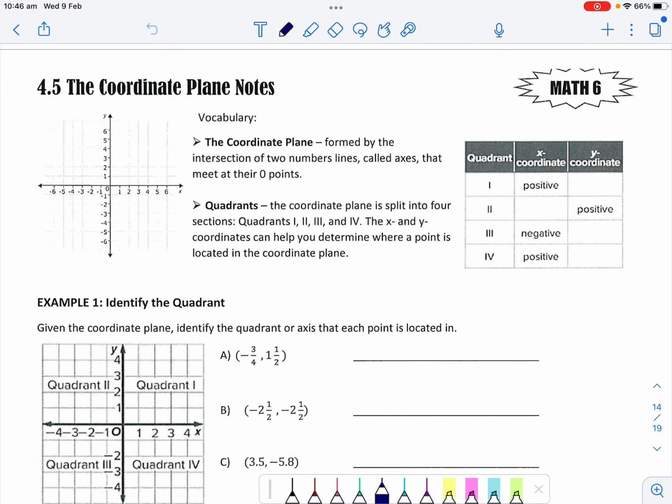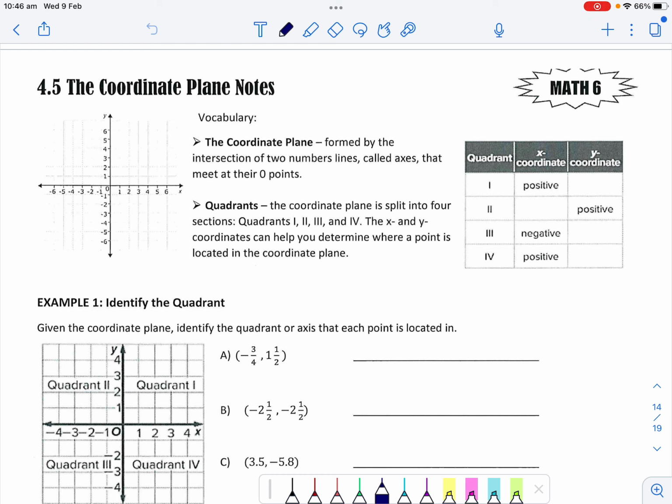Hey everyone, today we are going to talk about the coordinate plane and how to plot points, how to identify quadrants on the coordinate plane, and then which points and which axes the points fall on as well. The coordinate plane is formed by the intersection of two number lines called axes that meet at their 0 points. The horizontal axis is called the x-axis, the vertical axis is called the y-axis.